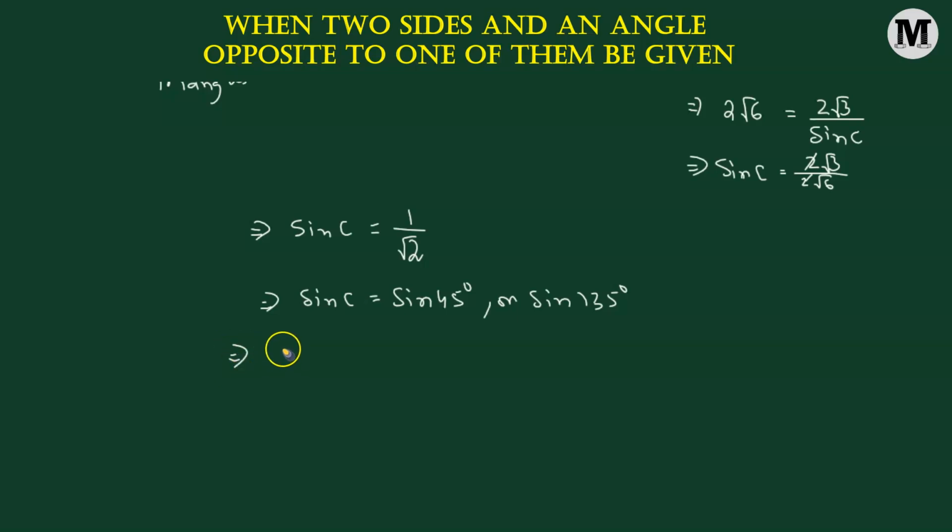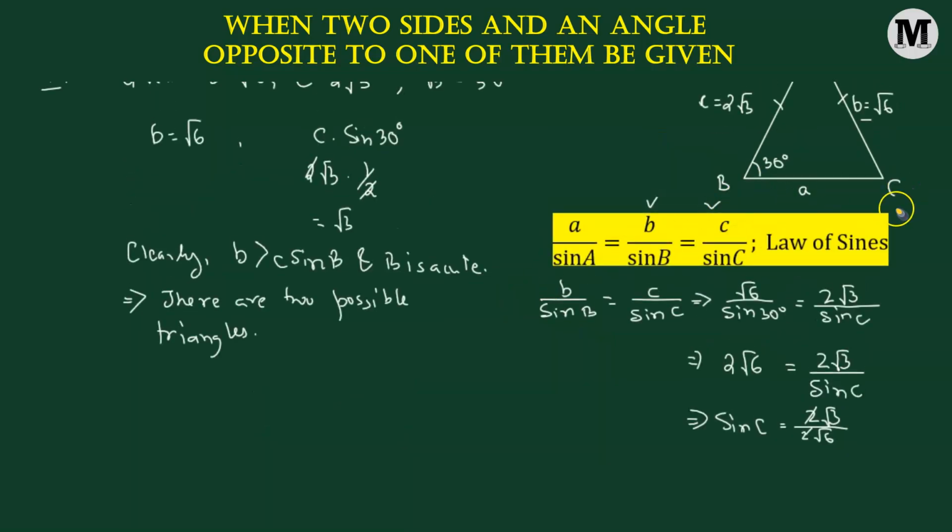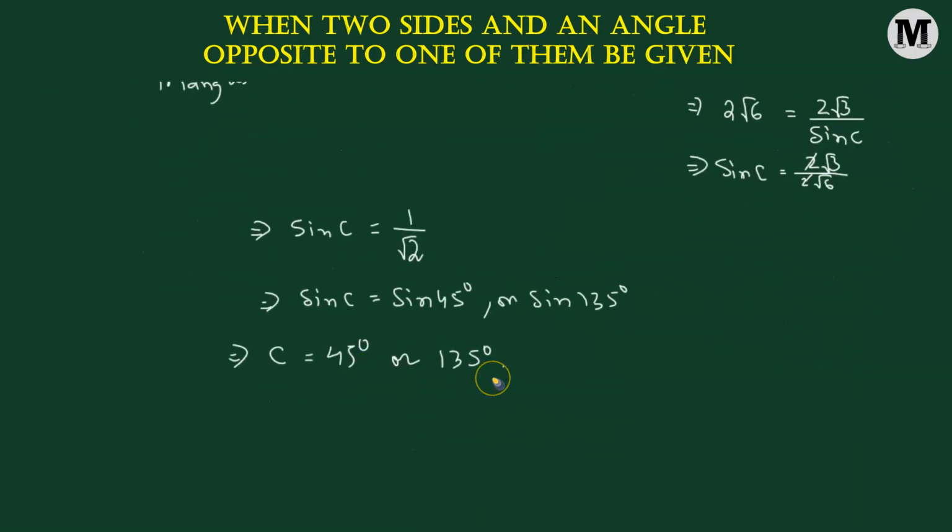This means that there are two possible values of angle C. So C is going to be 45 degrees, or it is going to be 135 degrees. So we've got two possible values of angle C. That's because we needed two triangles, and that's why we're getting two C's here. So here we were being provided with angle B. We found out that C could be 45 degrees or 135 degrees.